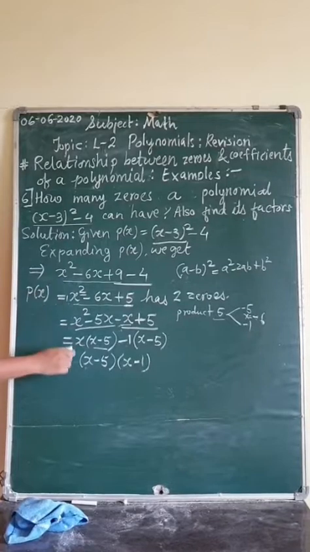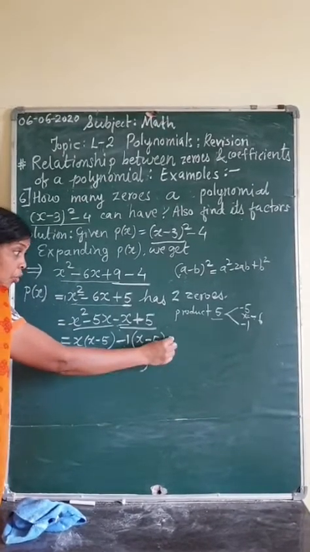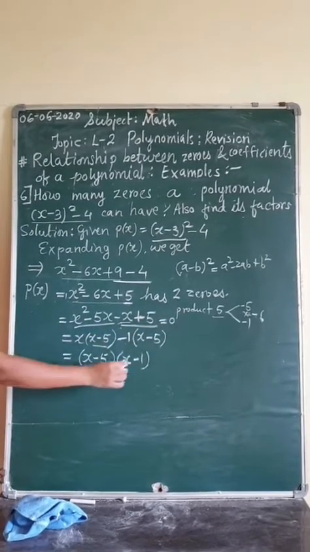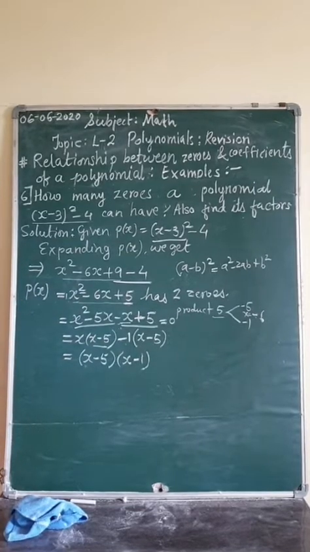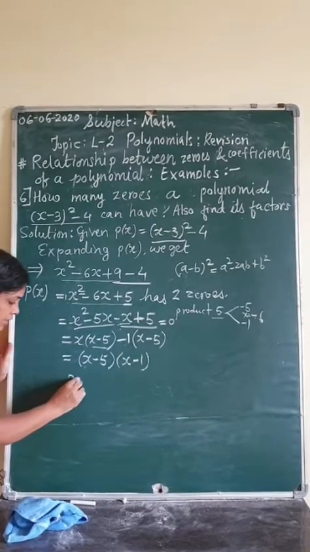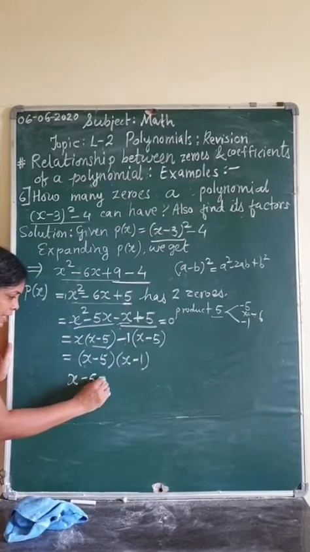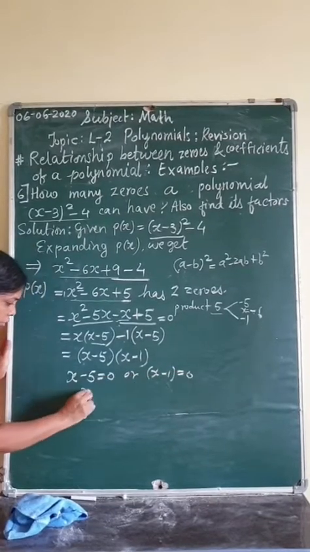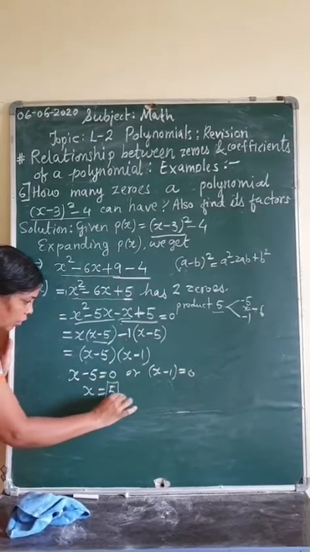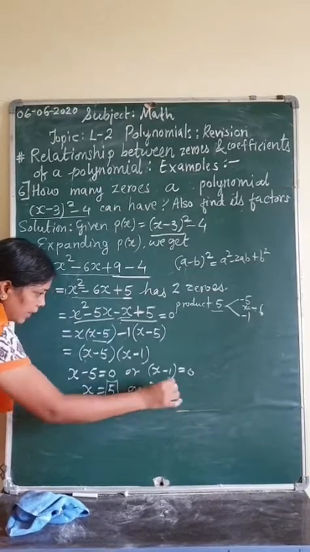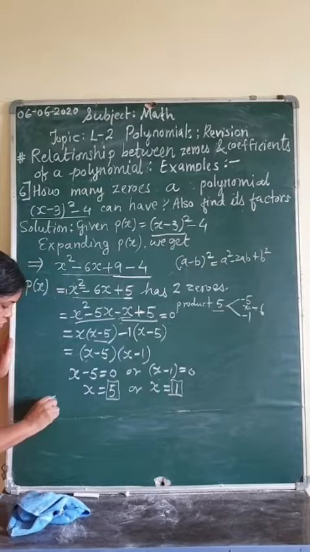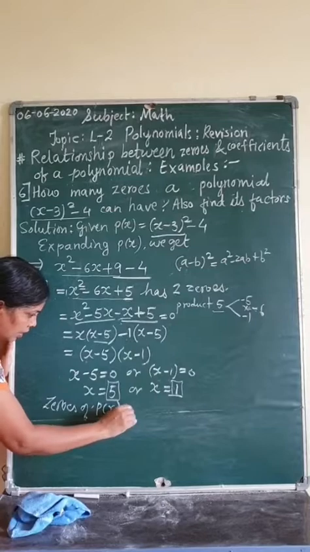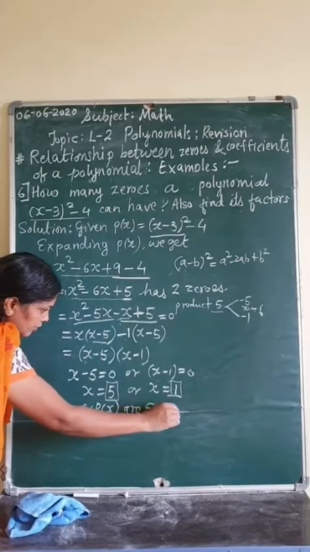Now how to find these zeros? When this p of x is equal to 0, it means this whole is equal to 0, then and only then these polynomials will have value 0. So here, what are the zeros of this polynomial? That is x minus 5 is equal to 0 or x minus 1 is equal to 0. So here x value is 5 or x value is 1. And the zeros of this polynomial, zeros of p of x, are 5 and 1.